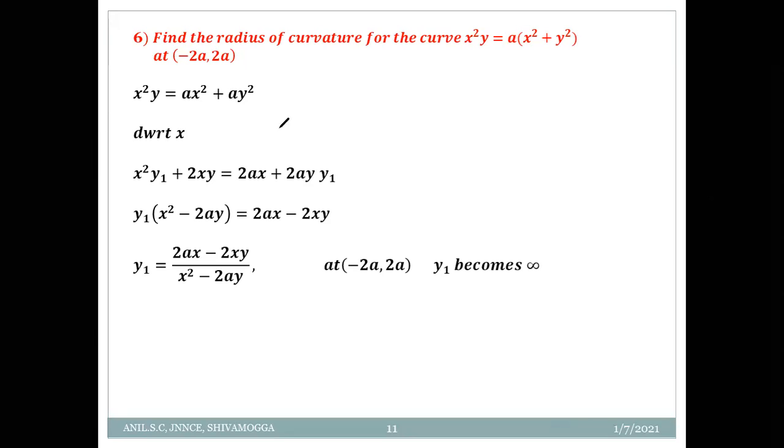Let's rewrite this equation. X square into y is equal to a into x square plus a into y square. This is the given curve. Clearly, it is a Cartesian curve expressed in terms of x and y. And what is required now? Rho is given by 1 plus y1 square whole power 3 by 2, divided by y2. That means y1 and y2 are required. We shall find these two derivatives first.